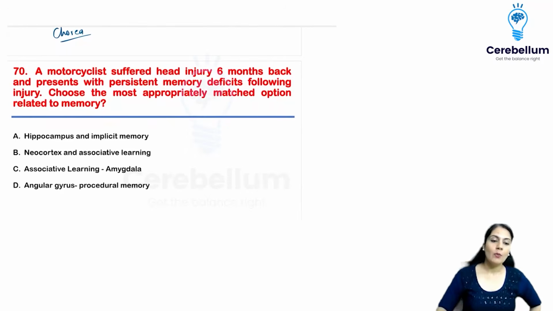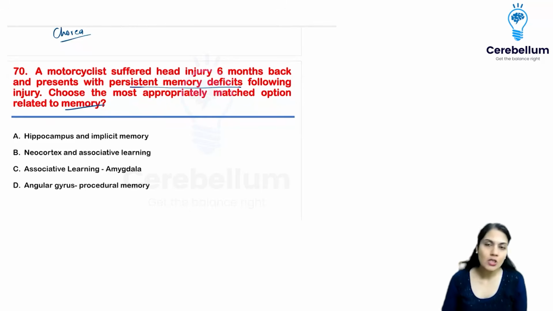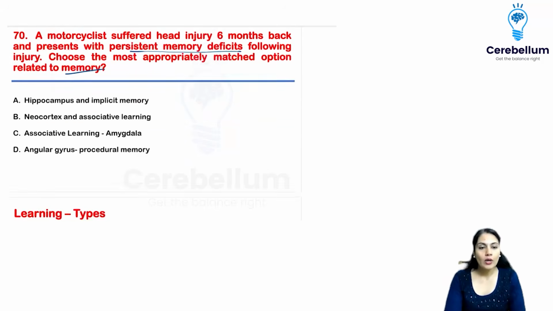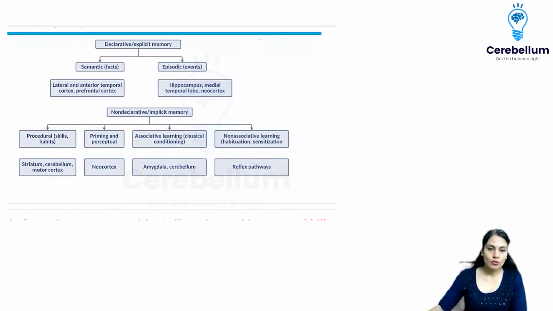Let's move on. A motorcyclist suffered head injury 6 months back. Persistent memory deficits. Choose the most appropriately matched option of the memory. So we have seen there are two types of memories, declarative and non-declarative. When you declare a patient, you declare when they have expired. So I told you this is the mnemonic to remember. Declarative memory means explicit memory. Either it is going to be episodic or event based, right? So I have a chart over here which will give you the visual inputs also. So declarative means explicit memory, that is going to be either of the facts or the events.